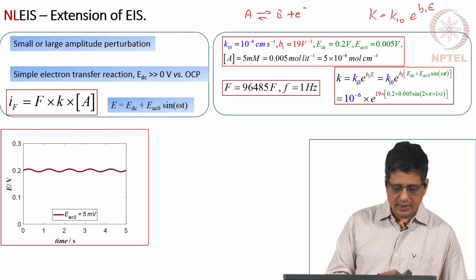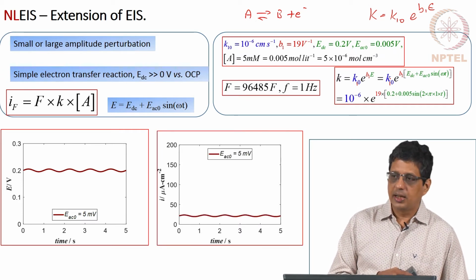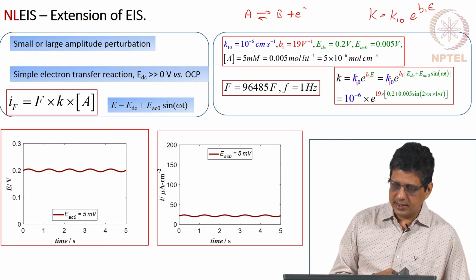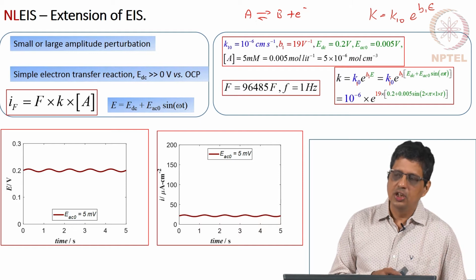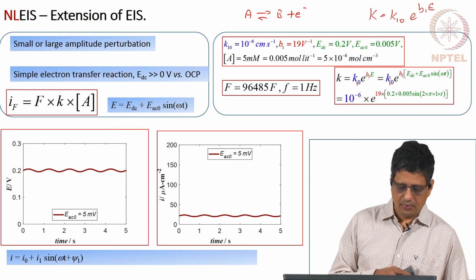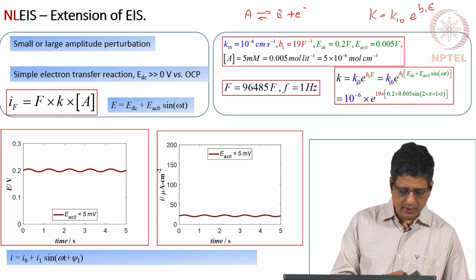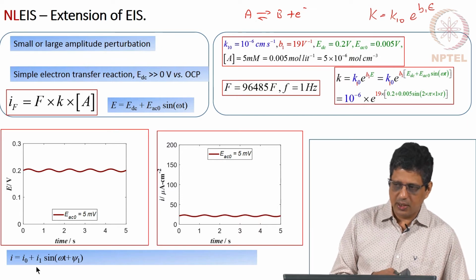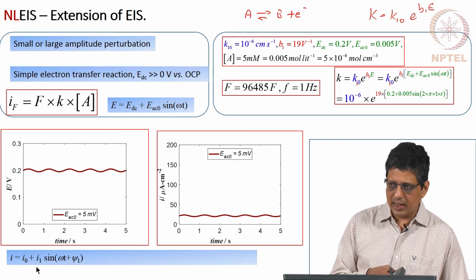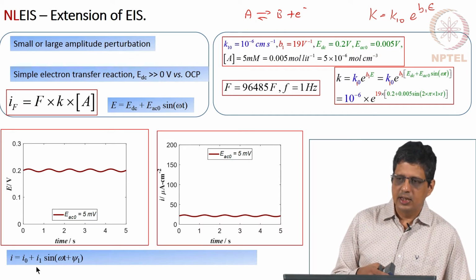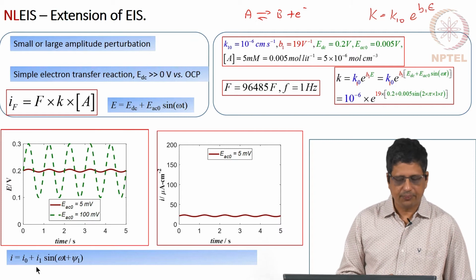The potential versus time would look like this, a 5 millivolt AC, and the current in microamps per centimeter square would also appear as a sinusoidal current, and there is no phase difference, you would get an impedance. For the same reaction I can write this as I0 plus I1 sin(omega t plus psi 1), and psi value is 0. I1 I can calculate by taking the Fourier transform, and pretty much I can say this is a sinusoidal wave for the current.